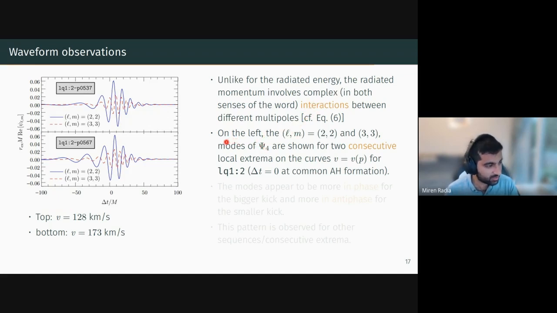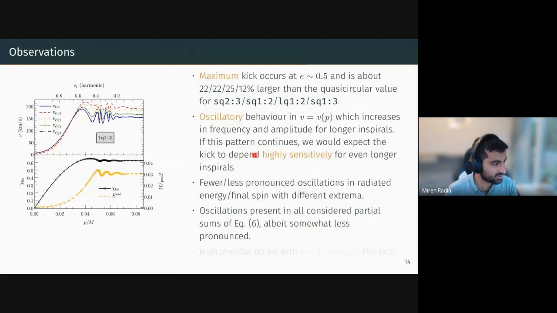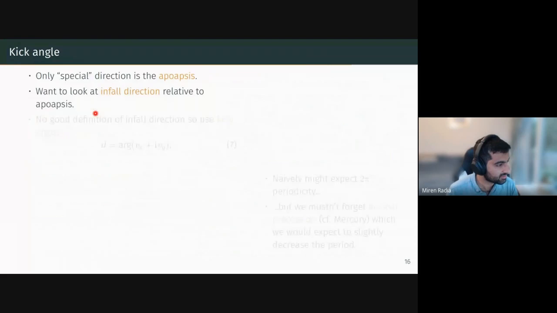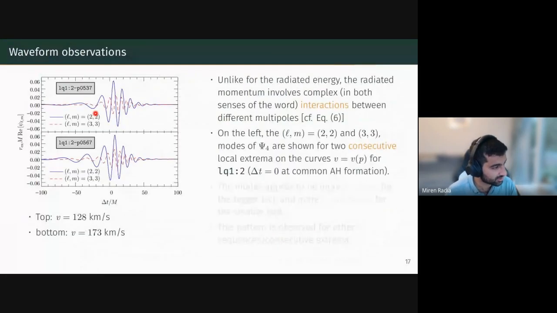So on the left, we plotted the 2,2 and the 3,3 modes of psi4. And what we've plotted are 2 configurations, 2 consecutive local extrema on the plots of v as a function of p. So if I go back all the way to here, if I pick, say, this local minimum here, and then the next local maximum, say here, that's what I mean by 2 consecutive extrema on that plot.